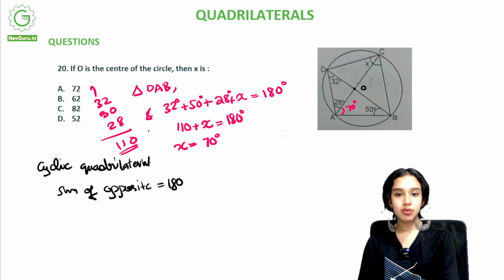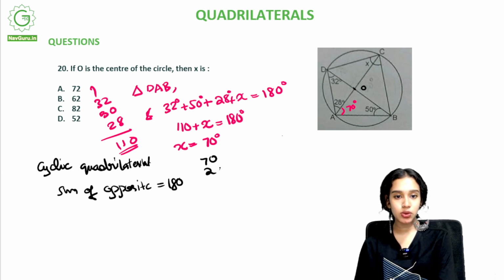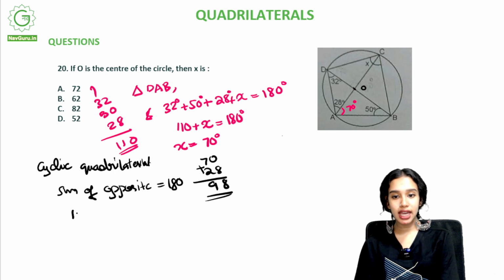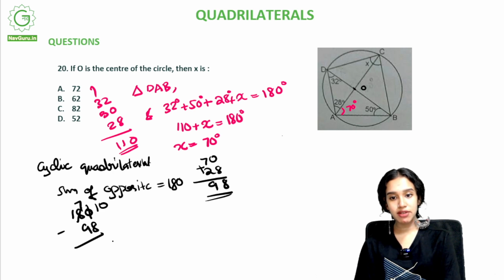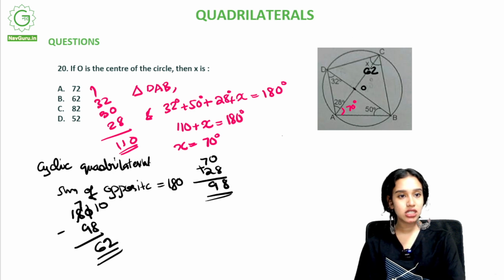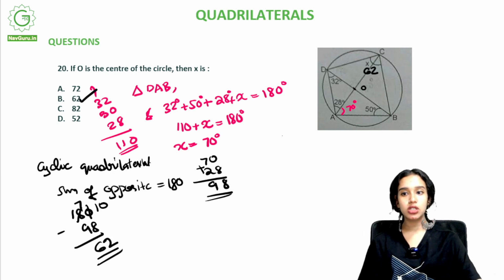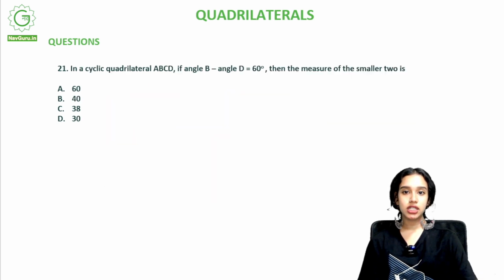So what is 70 plus 28? 70 plus 28 is 98. So what would be X? 180 minus 98, right? So we get X to be 82 degrees. So the answer for this question is 82 degrees. Now let's move on to the next question.